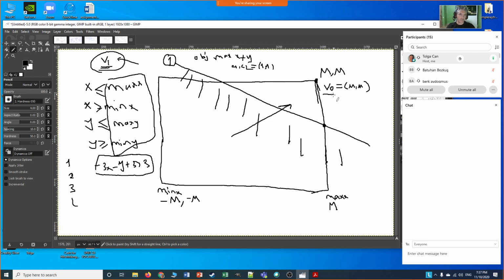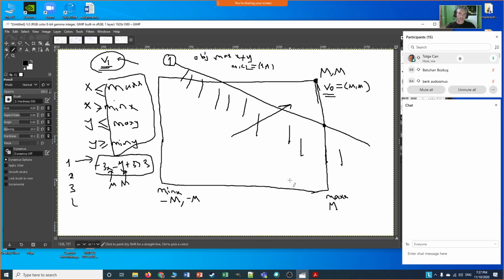How can we figure out whether this is feasible or infeasible? We just plug V0 into this constraint. Instead of x and y, we plug in M and M here. If you take a look, minus 3M plus 5 is not going to be greater than 3, so this does not satisfy the constraint. Just by plugging in the current optimum, we can figure out whether V0 is inside the feasible region after processing this constraint.